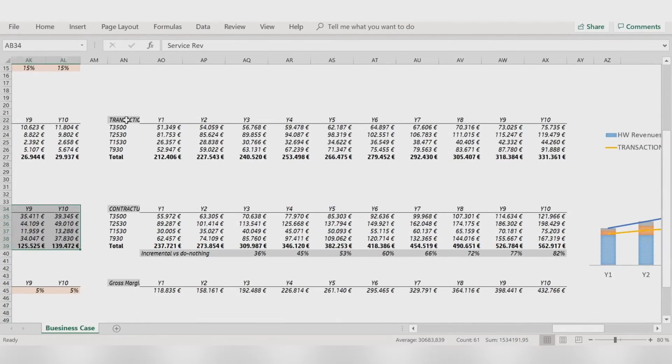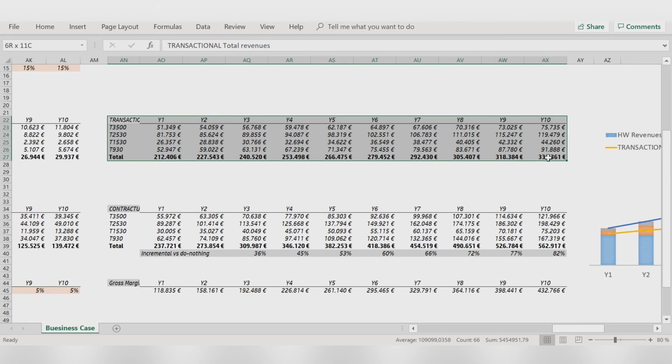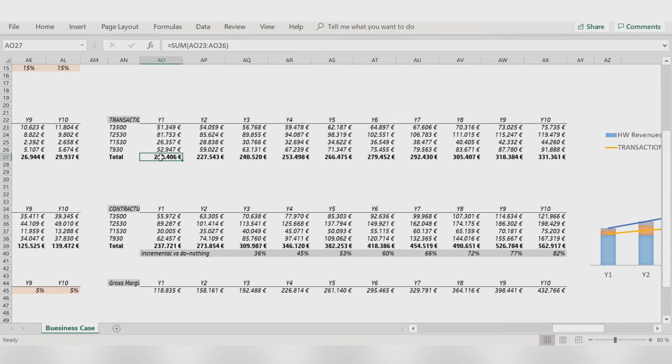First, you have the transactional chart, where you can see the totals, the projected revenues with the current business, with the sales motion that you have today. And secondly, what if you would be moving to contractual? You would expect that unless your connect rate is very high already, you would see that the number increases versus the do nothing scenario, and increases over the years.